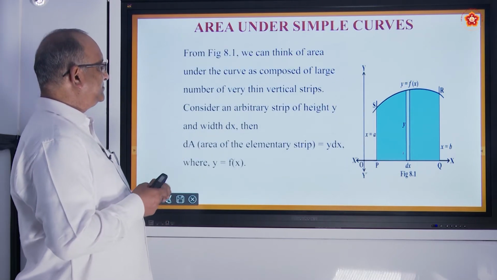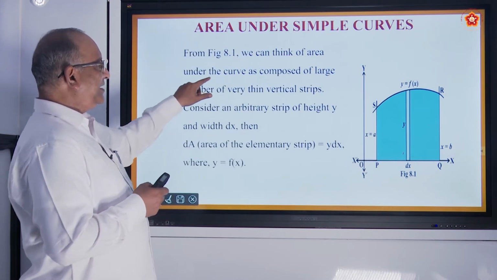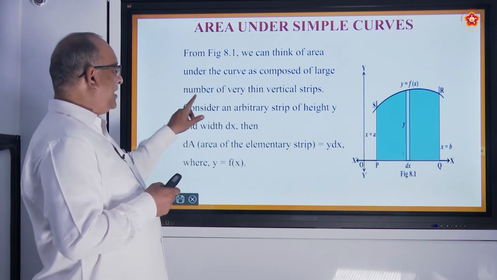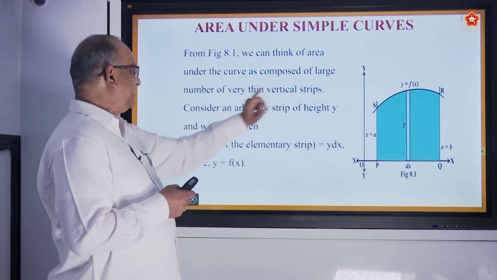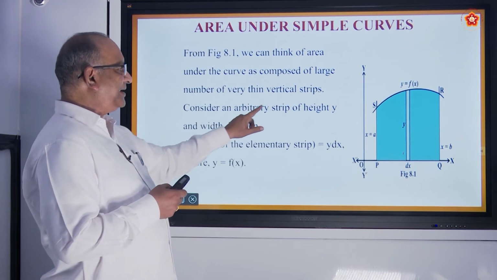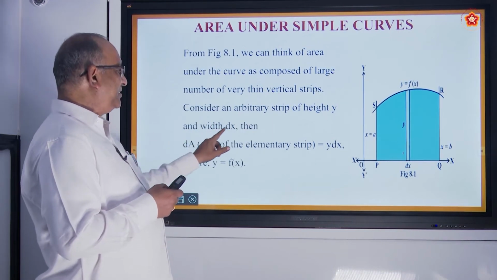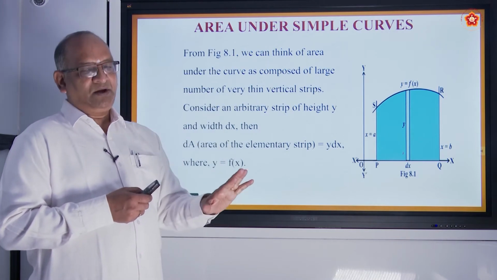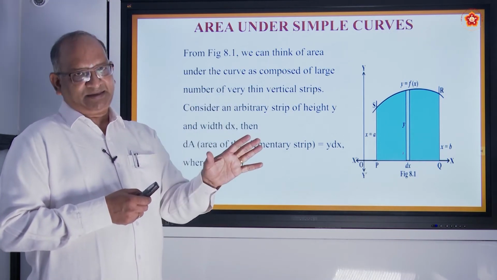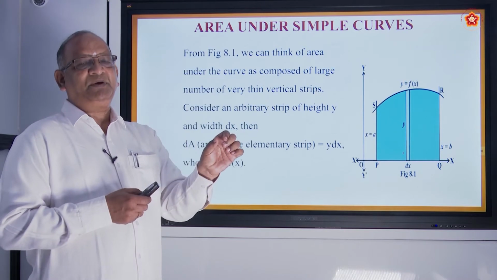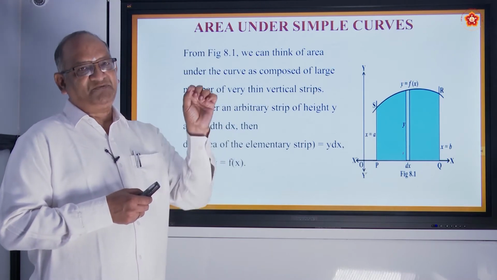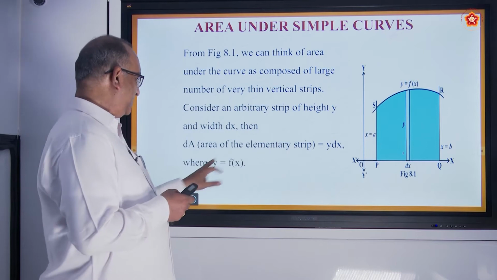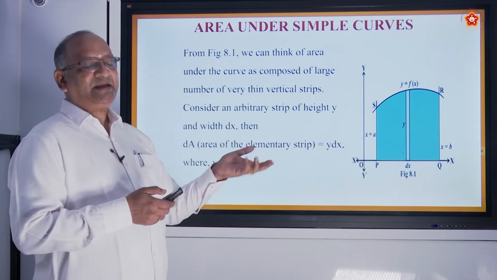Look at this. We can think of the area under the curve as composed of a large number of very thin vertical strips. Consider an arbitrary strip of height y with width dx. What is the height we are taking? Y. What is the width we are taking? Dx. What is the area of the strip? Length into width, that is y into dx, where y is nothing but the given function.